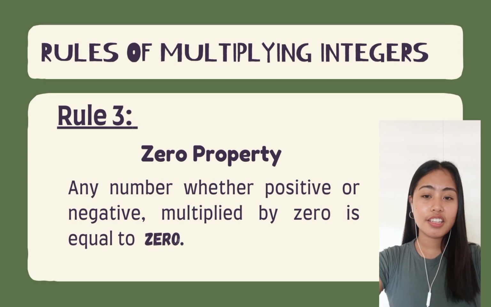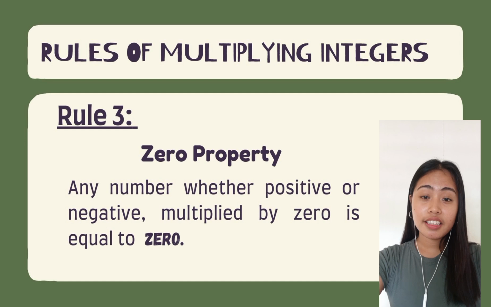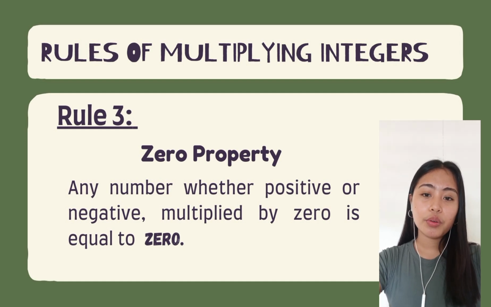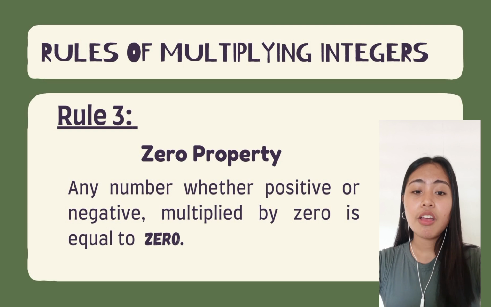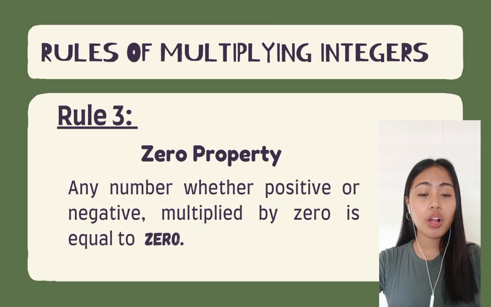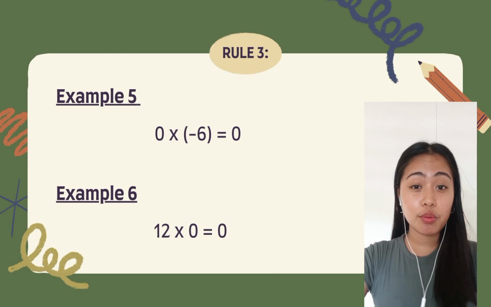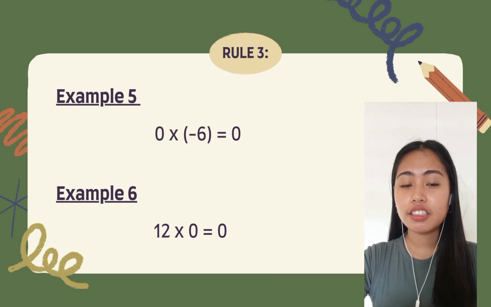The last rule is zero property rule, which is the easiest among the three. It states that any number, whether positive or negative, when multiplied by 0 equals 0. So this applies to all numbers, whether they are large numbers like thousands, millions, billions, or even negative integers. If we multiply it by 0, the result will always be 0. Example number 5. 0 times negative 6 is equal to 0. Miss Guzman, why did you come up with a 0 answer?